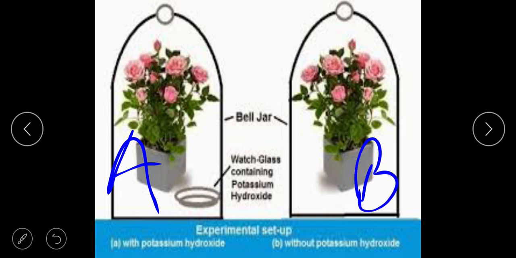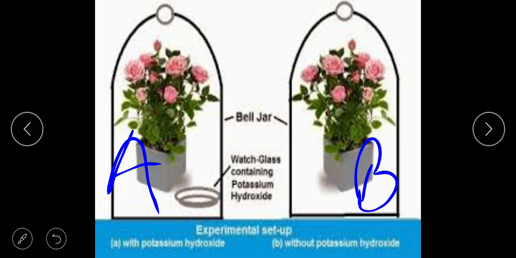In the A experimental setup, you have to keep potassium hydroxide. Either you take a bowl or you can just take a test tube and keep the KOH in it. Whereas in the second one, B, you don't keep the KOH. Keep the setup in the sunlight for again 5-6 hours. Then pluck the leaves from both plants. Perform the activities separately: boil it in water, boil it in alcohol, and then wash it. Then perform the iodine test.